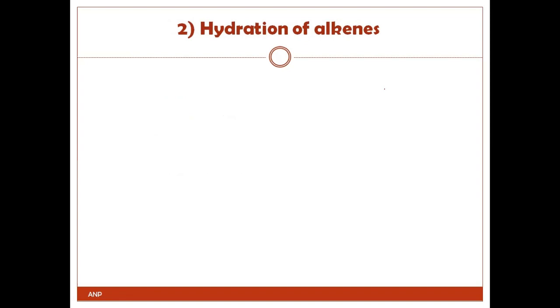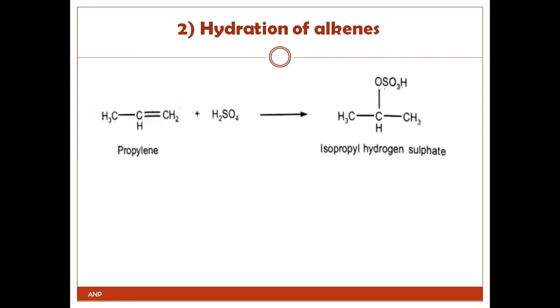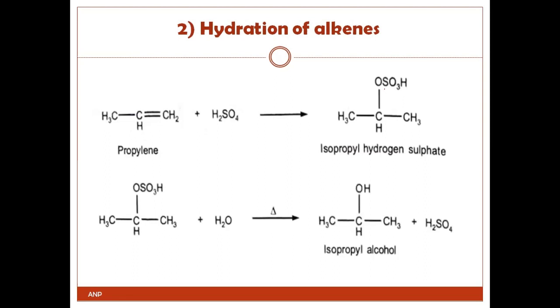Second method is hydration of alkenes. Alkenes react with sulfuric acid to produce alkyl hydrogen sulfates, which upon hydrolysis give alcohol. For example, propylene when reacted with sulfuric acid gives isopropyl hydrogen sulfate, and this newly formed isopropyl hydrogen sulfate undergoes hydrolysis and gives the final alcohol, isopropyl alcohol. Markovnikov rule is followed here.